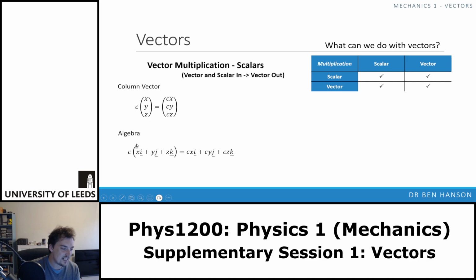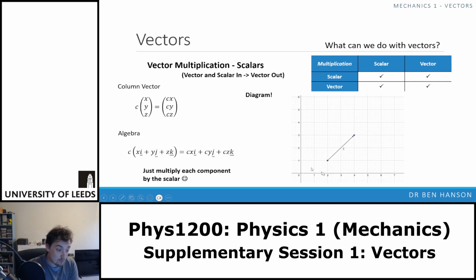If I say c, open brackets, xi plus yj plus zk, close brackets, it's just like timesing out brackets. Each of these is a term. Just because it's a vector, it's still a term. So I can times c in by that, c times that, c times that. You get cx, cy, cz. That's your column vector. So you just multiply each component by the scalar. No problem.